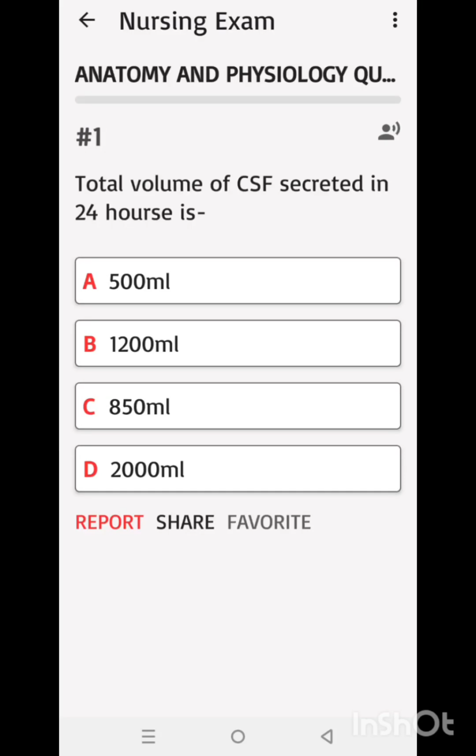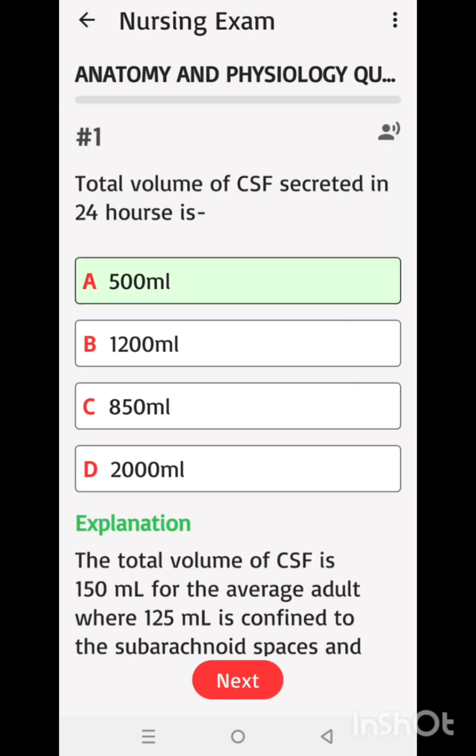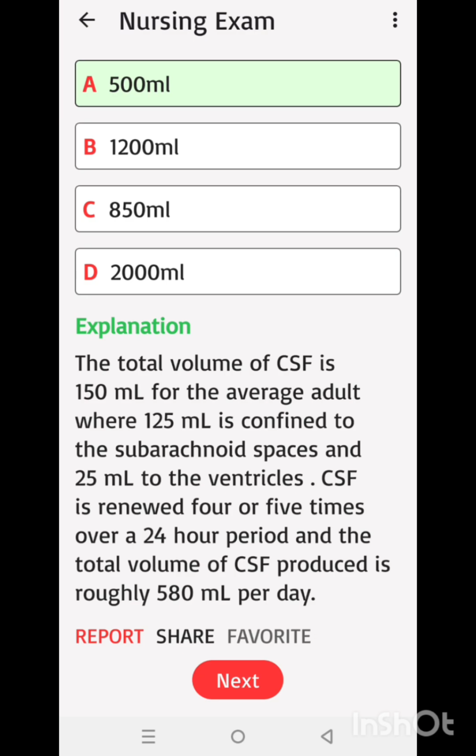In 24 hours? A. 500 milliliters. B. 1200 ml. C. 850 milliliters. D. 2000 ml. Correct answer: C. The total volume of CSF is 150 milliliters for the average adult, where 125 milliliters is confined to the subarachnoid spaces and 25 milliliters to the ventricles. CSF is renewed 4 or 5 times over a 24-hour period, and the total volume of CSF produced is roughly 580 milliliters per day.